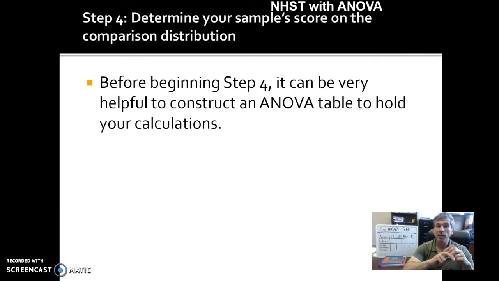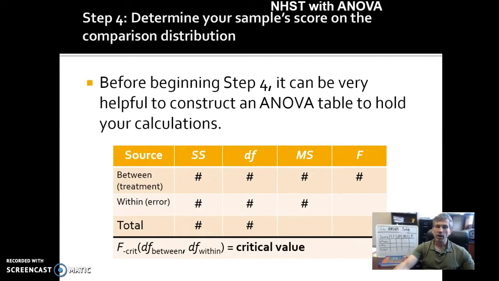I highly recommend at the beginning of step 4 that you build what's called an ANOVA table, and there's an example behind me. This helps you organize your information and your calculations and helps you figure out, again, what your F ratio is. Again, it makes it a lot easier to get to that point because there's a lot of intermediate calculations. So again, here's what it looks like.